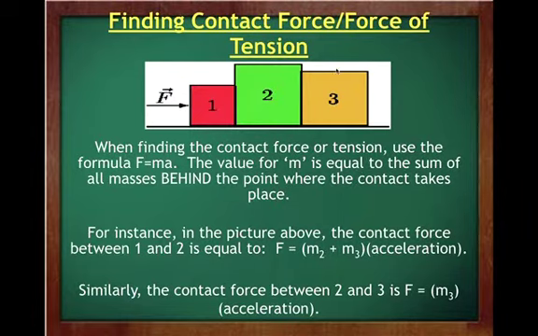So in the overall system, those things would cancel each other out, and we wouldn't be able to solve for them. Same thing here with 2 pushing against 3 and 3 pushing back to 2. So what you would end up doing is figuring out maybe the acceleration of the entire system, right, using your F equals ma, using all 3 of the masses.